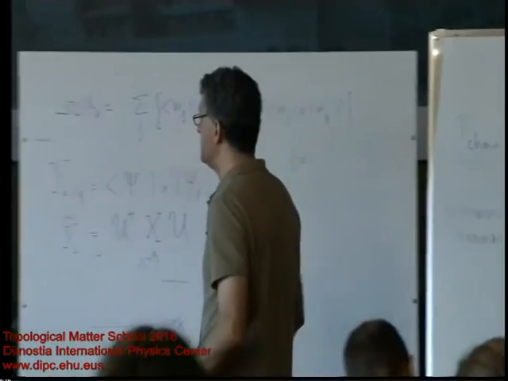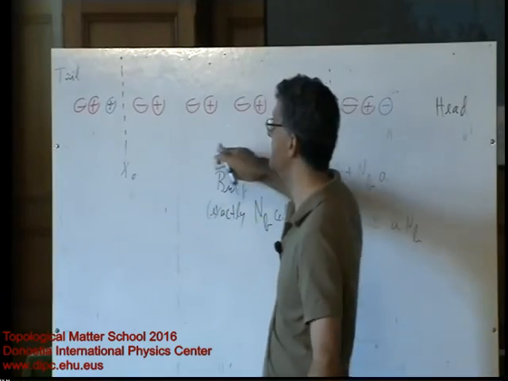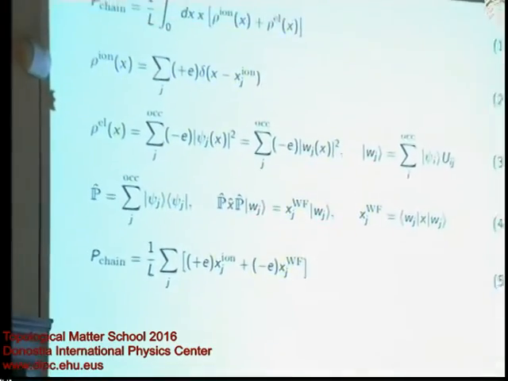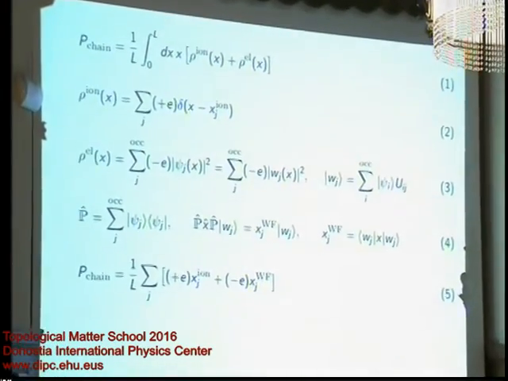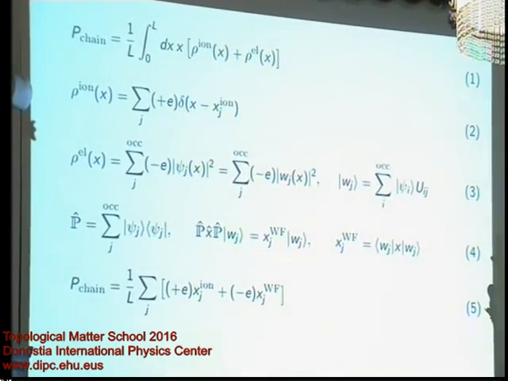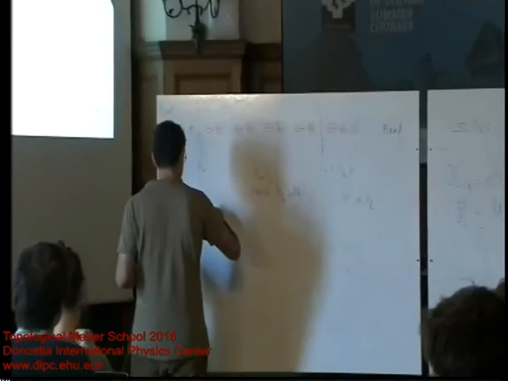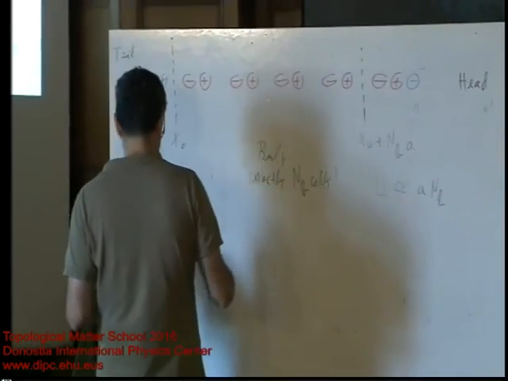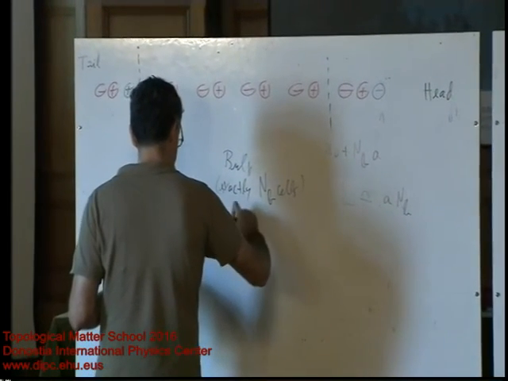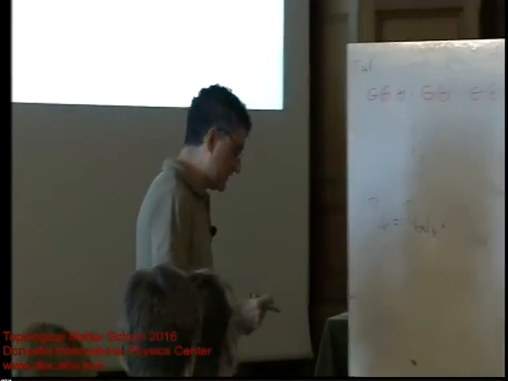So once I've done this assignment of my fictitious charges to each of the three regions, then obviously this equation, which is just summing up the contributions from individual point charges, breaks down into three parts, right? So I have P of the chain equals P bulk plus the head and tail contributions. So let's compute them.